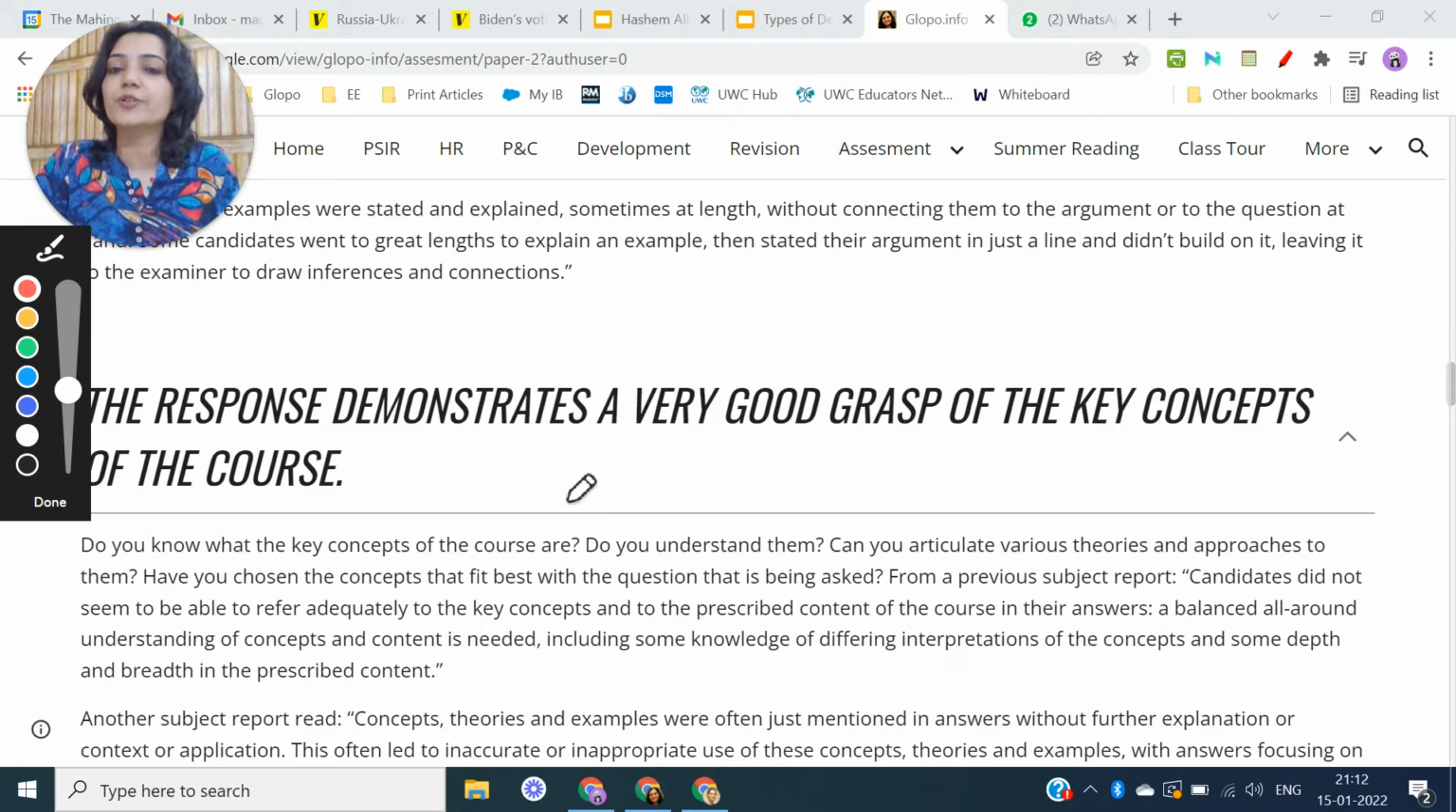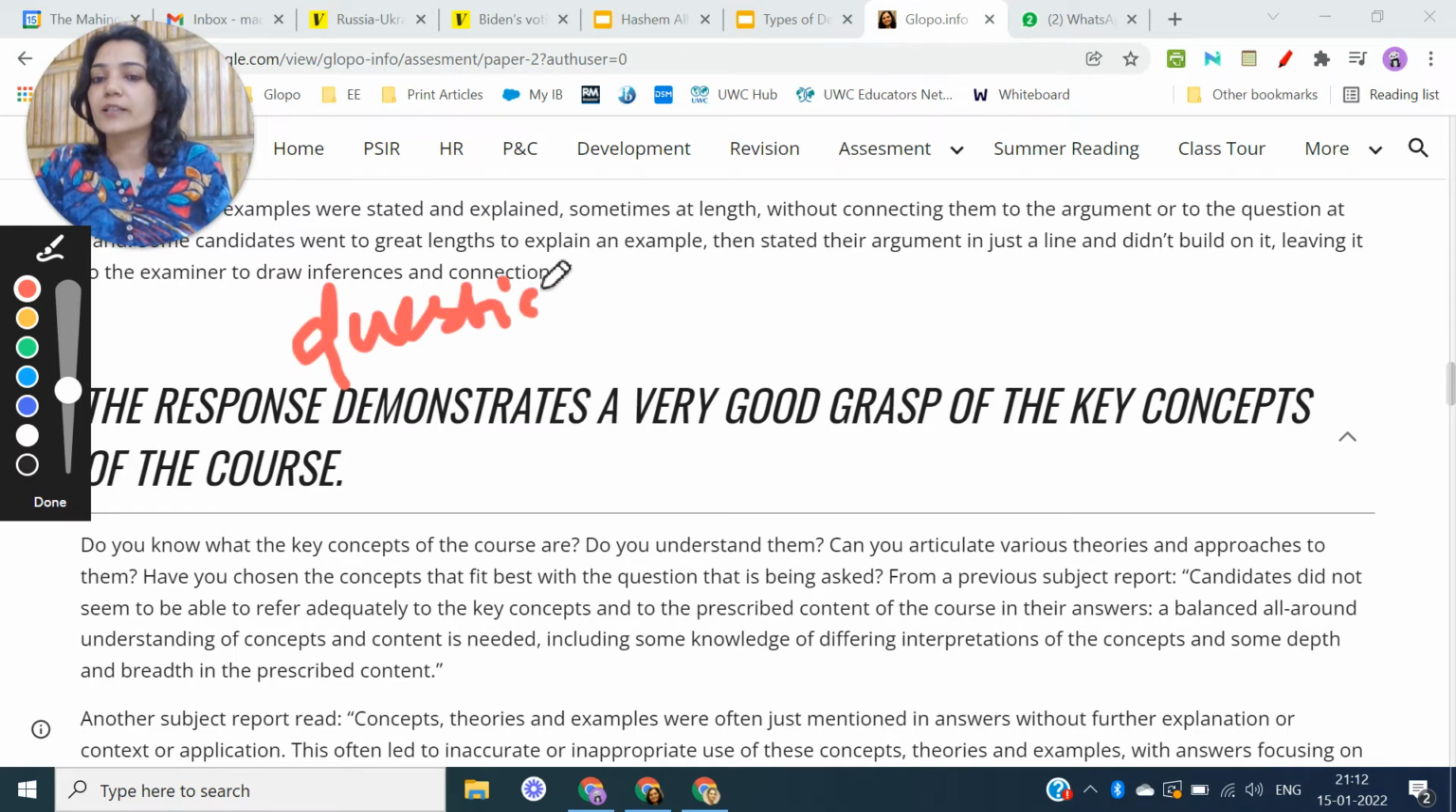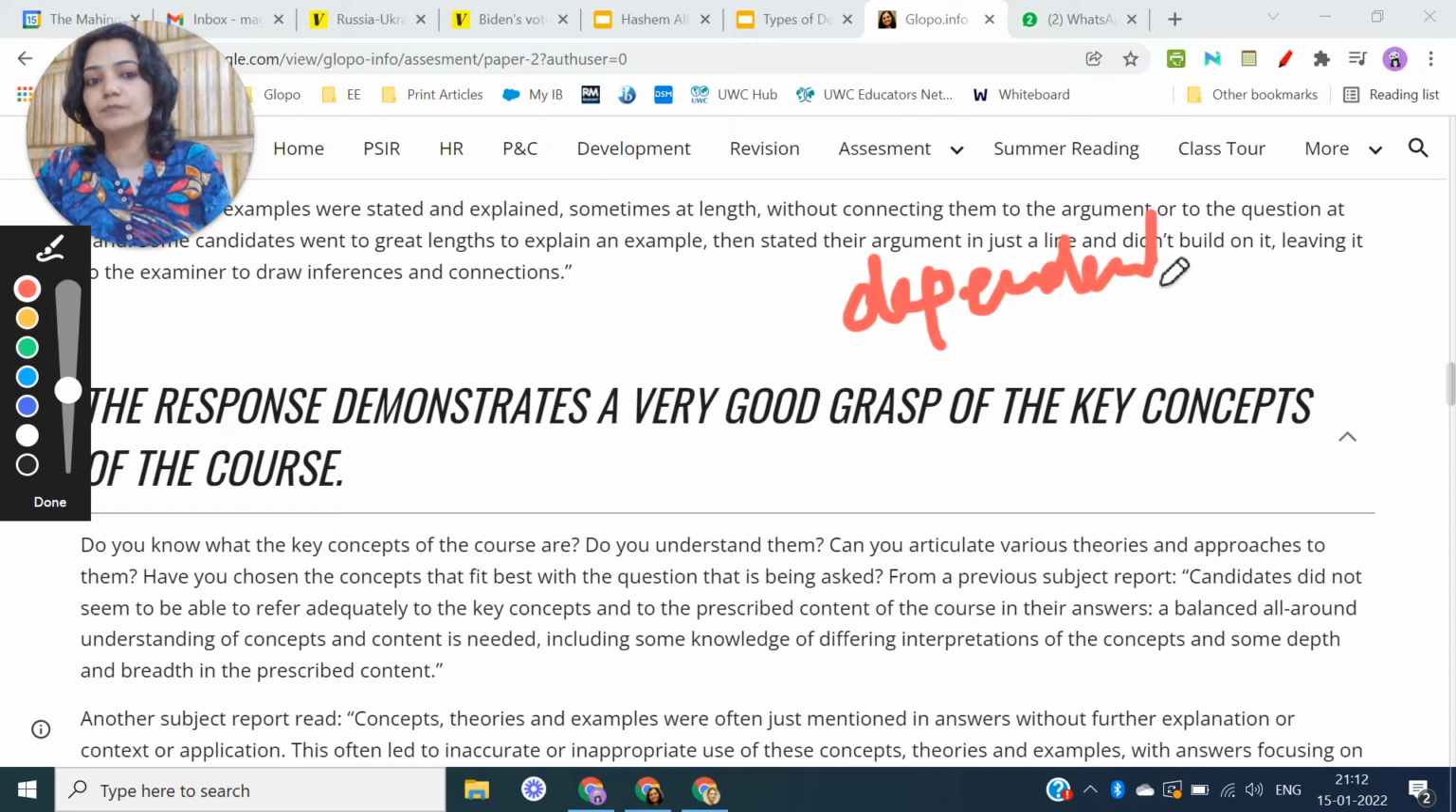One more thing I would like to talk about is the question. When you get your question, you would see that there are two dependent variables.